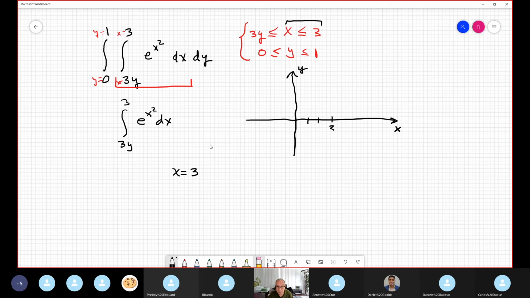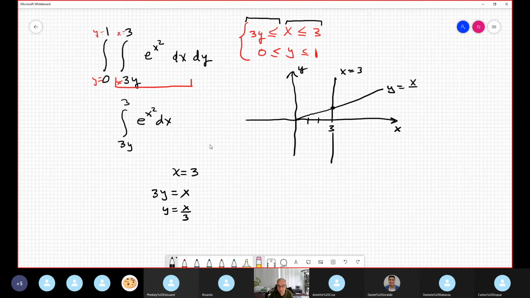1, 2, 3. A vertical line like that. x equals 3. Okay, now I take this equation. This equation is 3y equals x. Therefore, y is equal to x over 3. It's a line also passing through the origin with slope 1/3. Y equals x over 3, passing through the origin, 0,0.